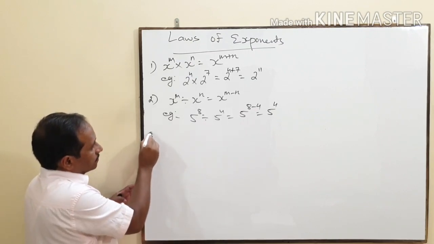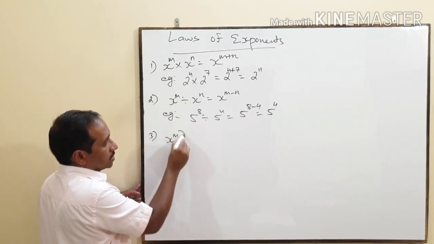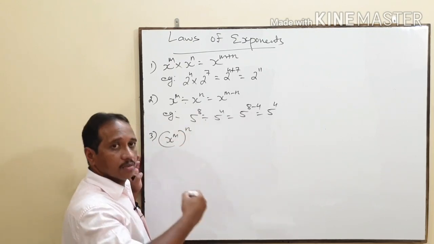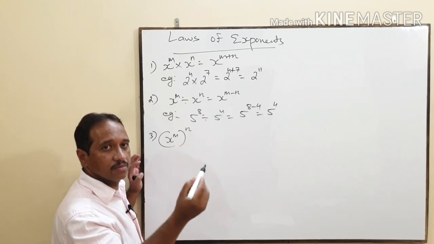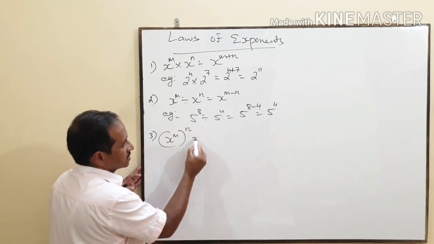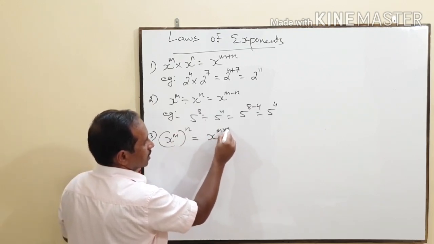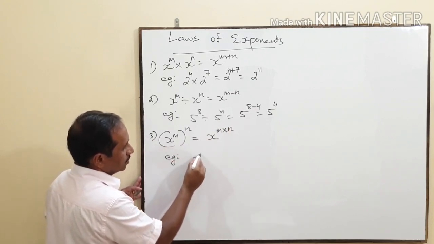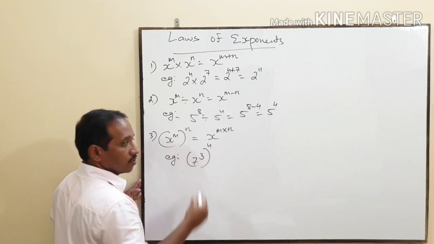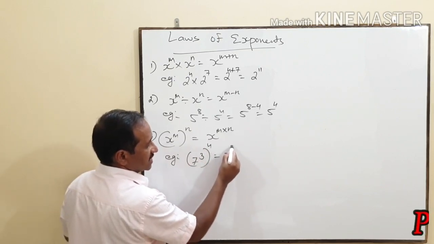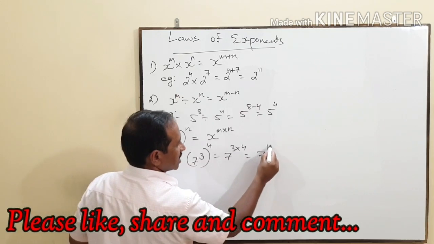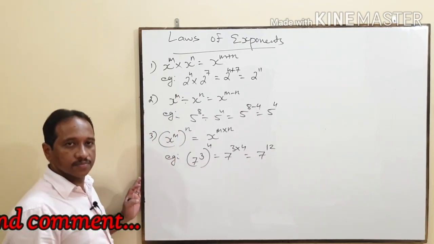The third one is x raised to m the whole raised to n. This is a law when there are more powers for the same base. So in this case, it is equal to x raised to m into n. For example, 7 raised to 3 the whole raised to 4 is equal to 7 raised to 3 into 4, that is 7 raised to 12.